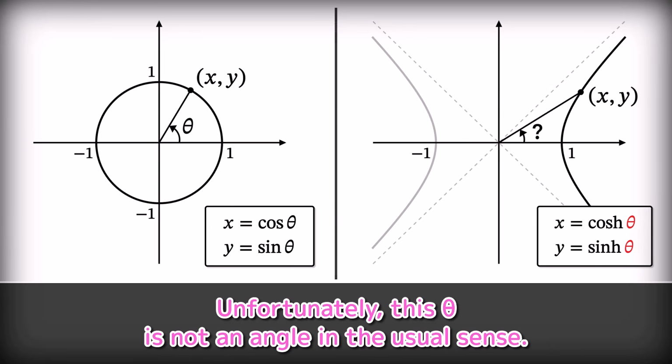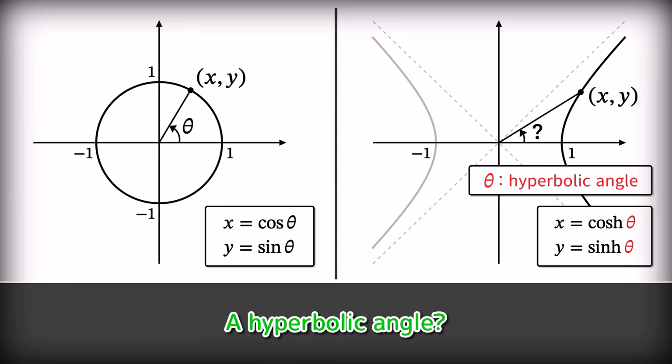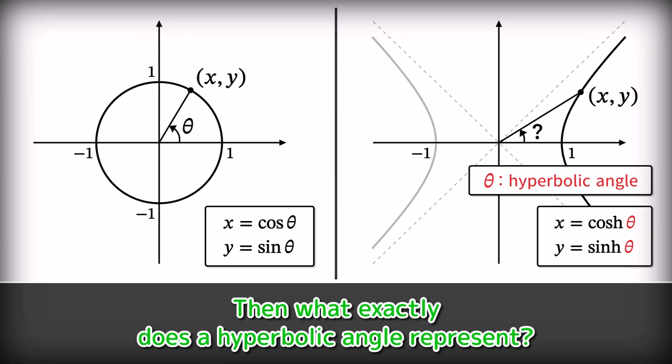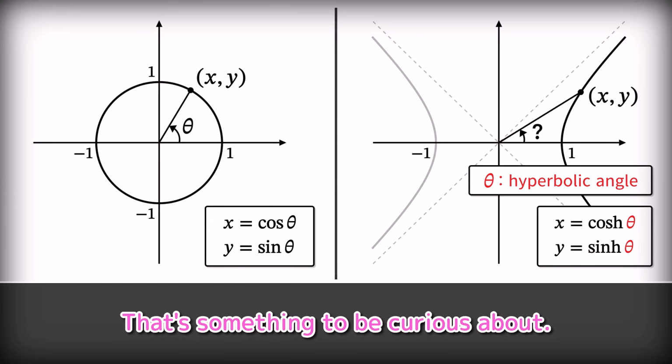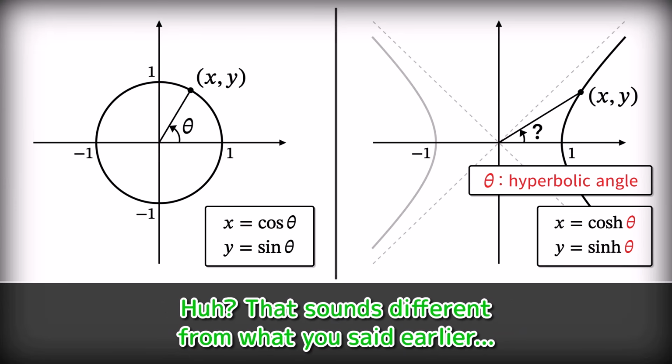Unfortunately, this theta is not an angle in the usual sense. In the context of hyperbolic functions, theta is called a hyperbolic angle. A hyperbolic angle? That sounds mysterious. So a hyperbolic angle isn't a regular angle. Then what exactly does a hyperbolic angle represent? That's something to be curious about. Actually, in a way, you can think of a hyperbolic angle like a regular angle. Huh? That sounds different from what you said earlier.